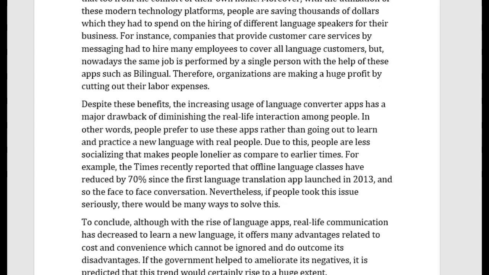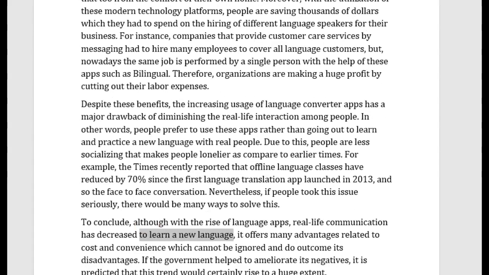All right, moving on. To conclude, although with the rise of language apps, get rid of this comma, real life communication has decreased. I don't understand. All right, let's try it again. To conclude, although with the rise of language apps, real life communication using a new language has decreased, it offers many advantages related to cost and convenience, which cannot be ignored, and outweigh its disadvantages. Honestly, I would have gotten rid of this last part.